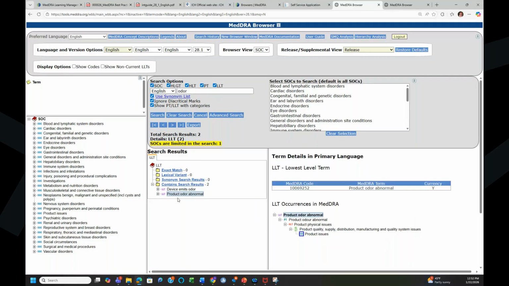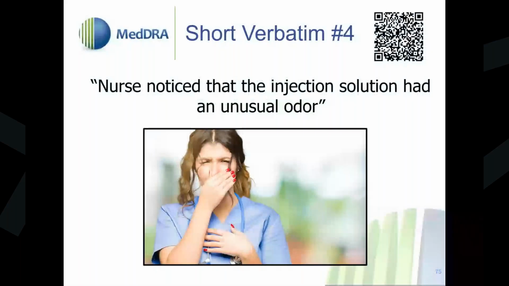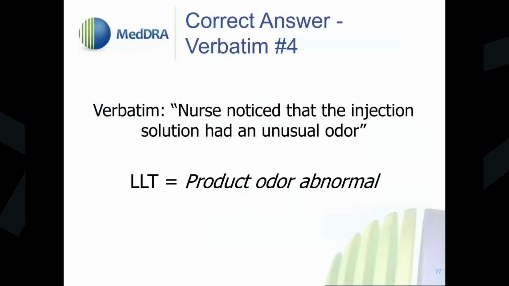So just a kind of reminder that not every qualifier will exist in MedDRA. Your verbatim may say unusual, which does not exist in MedDRA. If MedDRA has the option abnormal, I think that would be enough. So let's go back to the slides and just confirm that yes, product odor abnormal is the closest match to this verbatim. What about this one?